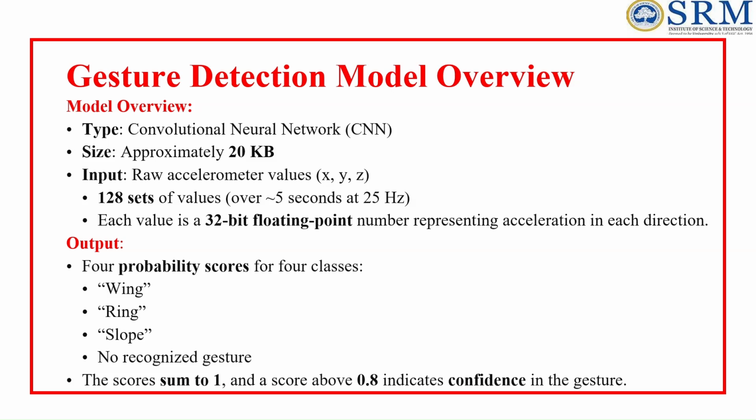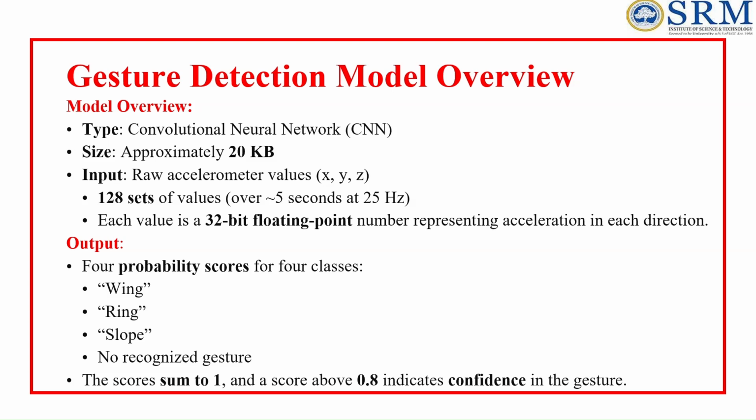Each value is a floating point number representing acceleration in one direction. The output of the model is a set of 4 probability scores. These scores represent the likelihood of each gesture: wind, ring, slope, or no gesture. All the probabilities add up to 1, and the gesture with the highest probability is considered the output. To reduce the errors, we usually require the probability to be above 0.8, which means the model is at least 80% confident before confirming a gesture.